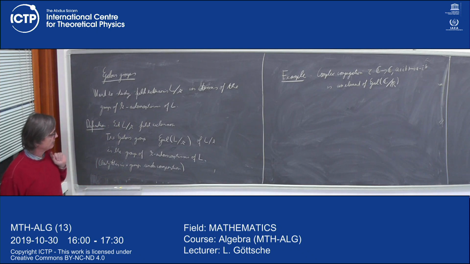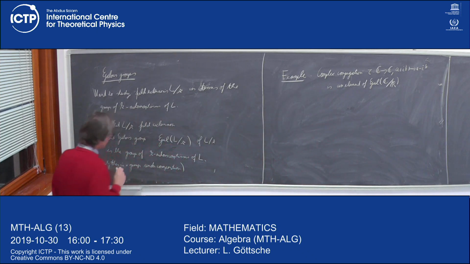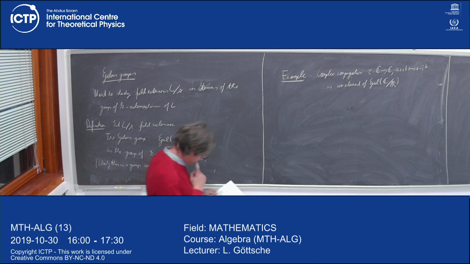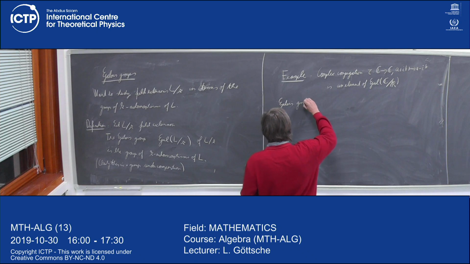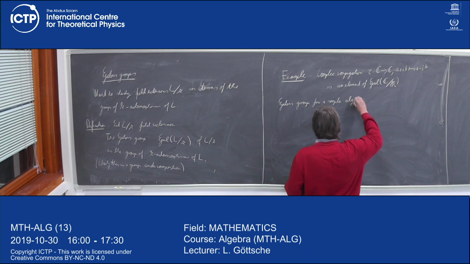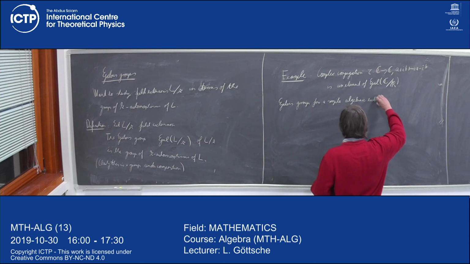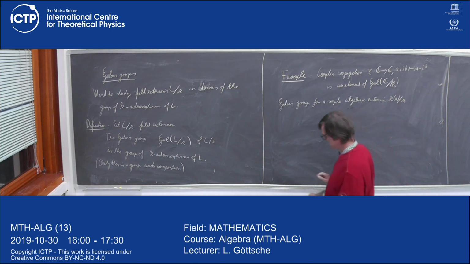In fact, okay. Now we want to describe the Galois group in one simple case, namely the case of a simple algebraic extension. At least we maybe don't give a complete answer in this case, but we can say a lot about it. So, the Galois group for a simple algebraic extension K(a) over K. So what is the statement?